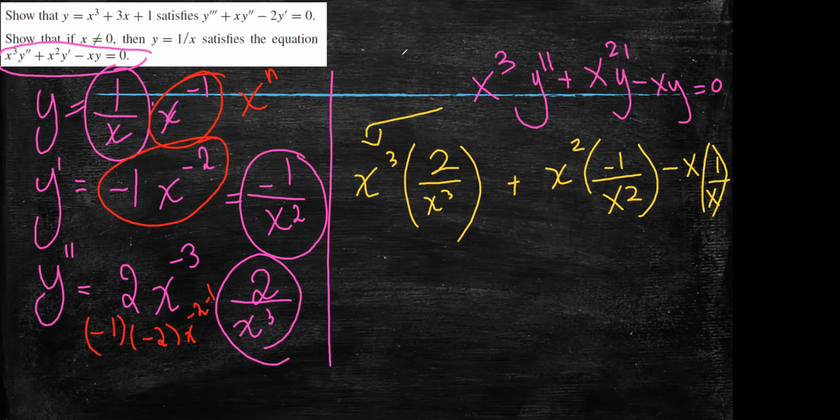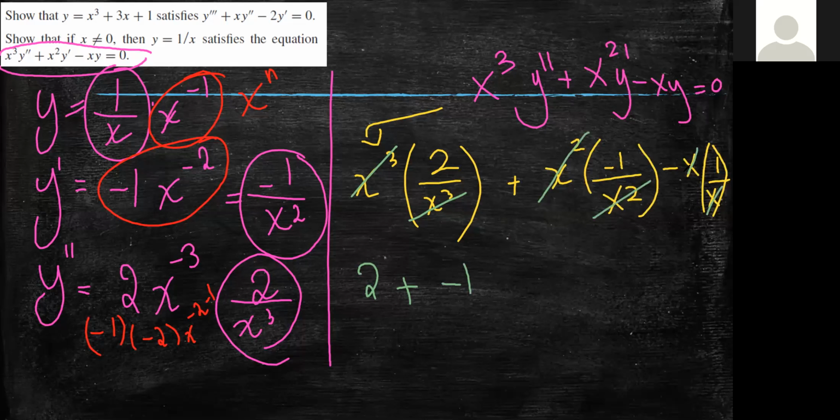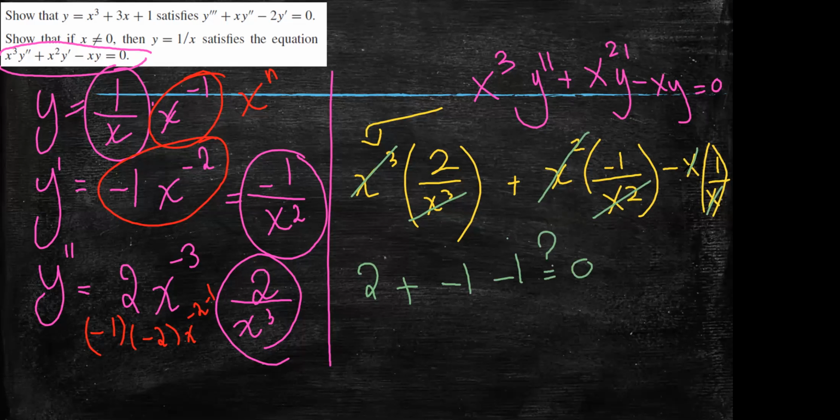Now then, x cubed cancels x cubed, so it is 2 plus... this one cancels this one, it's negative 1. And this x cancels x, so it's negative 1. Does it equal 0? 2 plus negative 2 is 0. So yes, I prove it now.